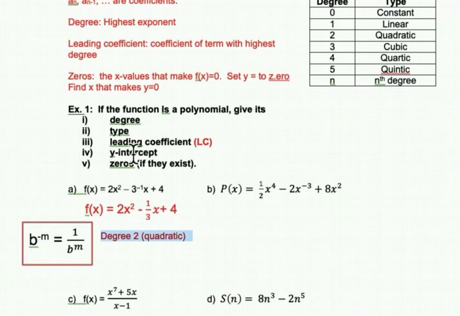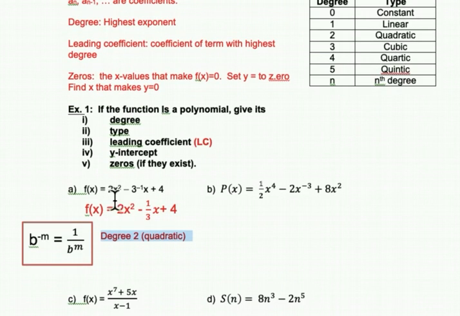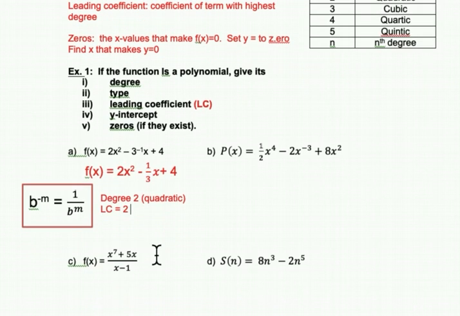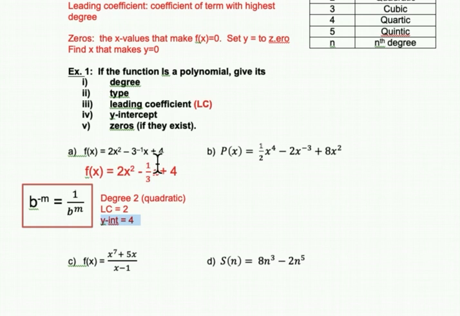Next, we're going to find out what the leading coefficient is, and the leading coefficient is the coefficient of the highest degree term. That would be this term, and the coefficient there is 2. So the leading coefficient is also 2. To find out what the y-intercept is, it's just the constant term, which is what you obtain when you replace all the x's with 0. When x is 0, f of 0 is going to be 4. So the y-intercept is this constant term 4.